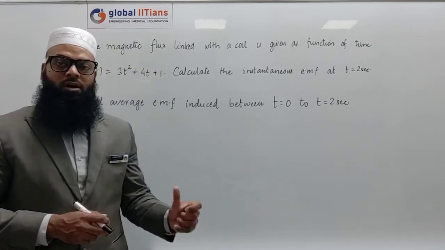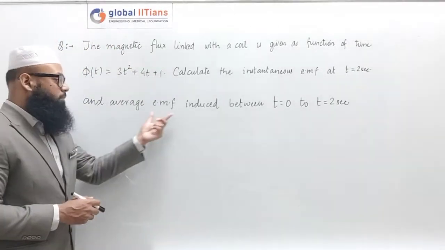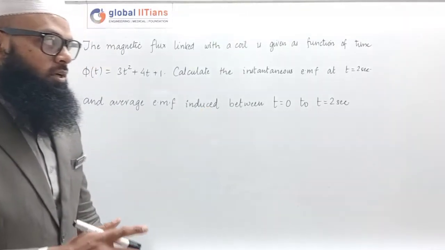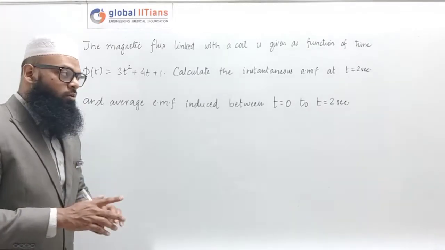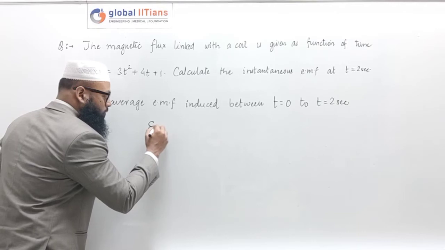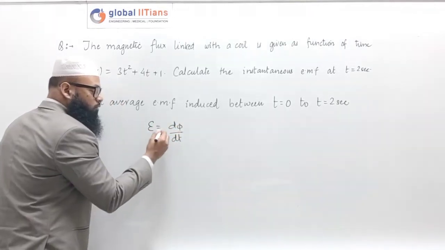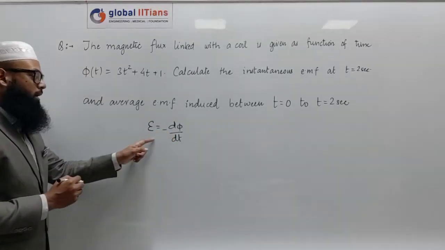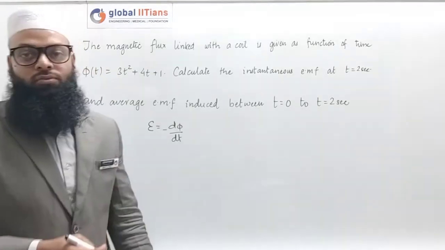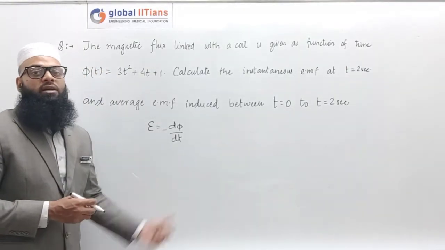That means the EMF at that particular point of time, as well as the average EMF between t = 0 to t = 2 seconds. So there are two things that we are supposed to find out. One is instantaneous EMF, whose formula is E = dφ/dt. If we include Lenz's law, it is going to be minus dφ/dt, as dφ/dt gives the magnitude of the induced EMF, and the minus sign shows the direction of that induced EMF.